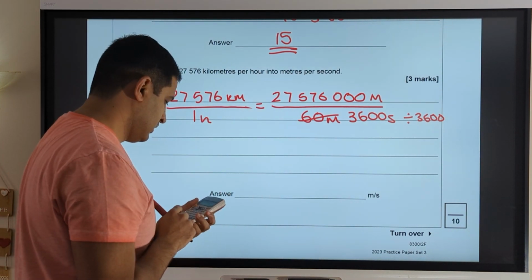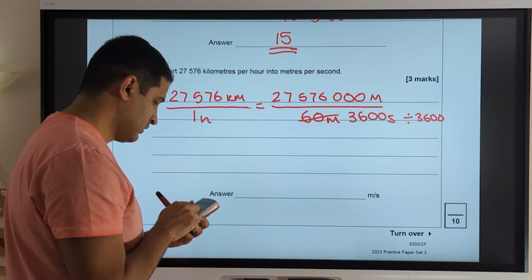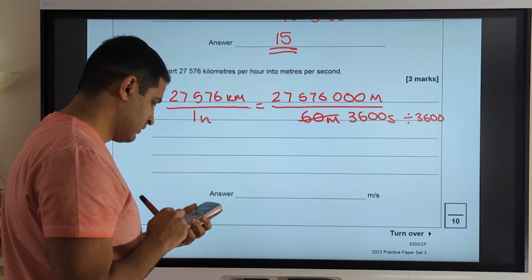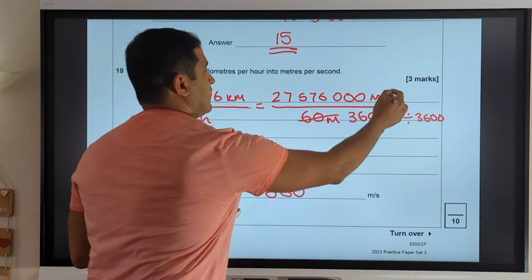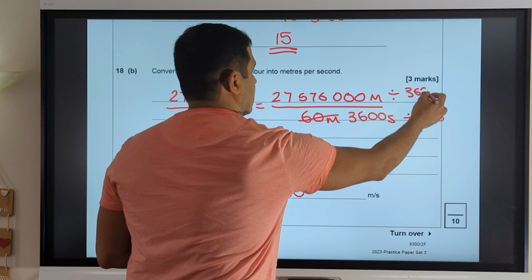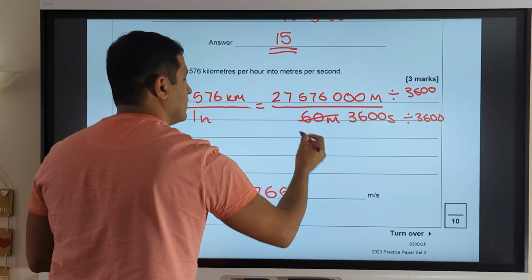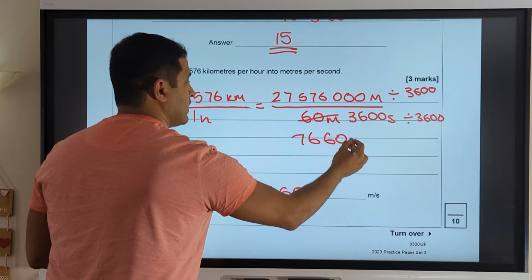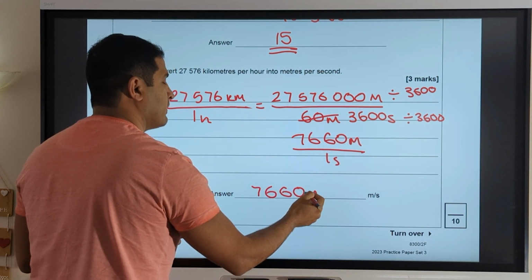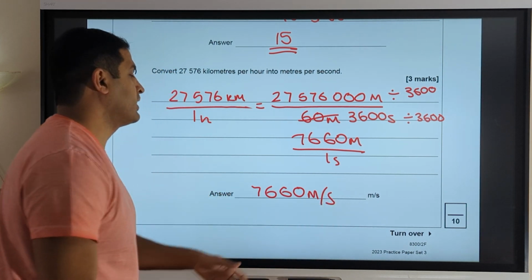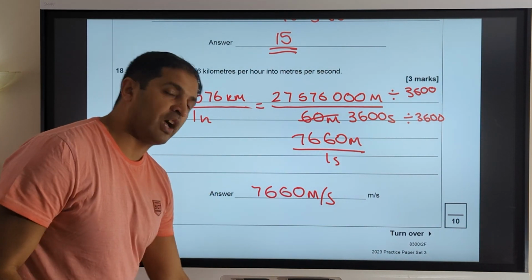Which turns out to be 7,660. Divide this by, so at the top you will have that as meters, 7,660 meters over 1 second. So that's what it means by 7,660 meters per second. So in 1 second, that's how many meters the space station would be traveling.